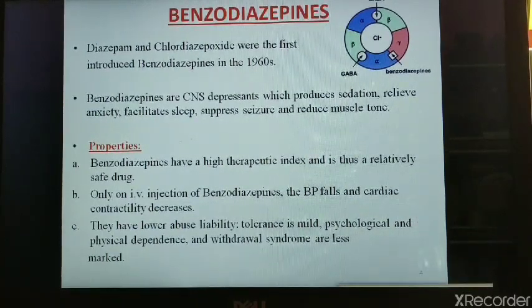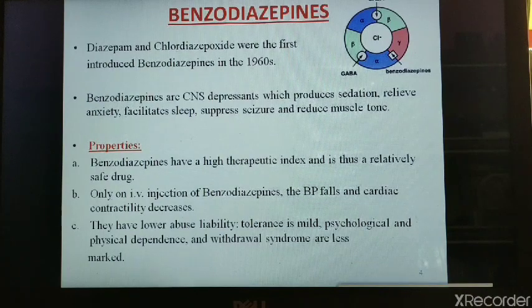Now, the benzodiazepine class of drugs has already replaced the barbiturate class of drugs because of its high therapeutic index, and thus is a relatively safe drug. We have already discussed in our class the therapeutic index and the safety margins of drugs. Obviously, we will prefer a drug which has a wide safety margin and not a narrow one like that of a barbiturate.